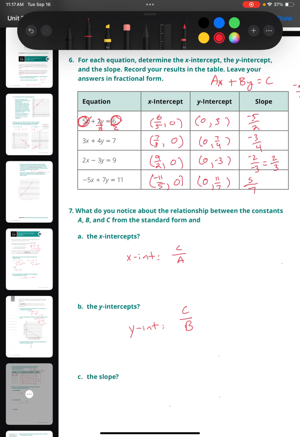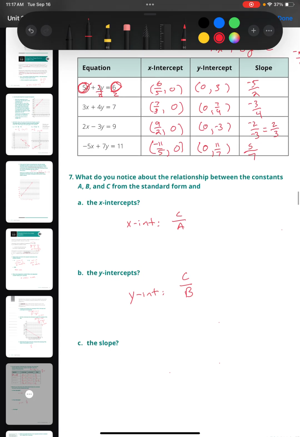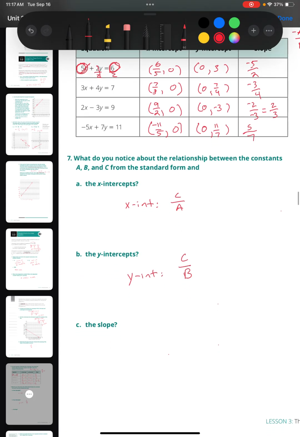Again, talking A is determined from a coefficient of x, B is a coefficient of y, C is your constant. And your slope, it's the trick I gave you, is always negative A over B. So you can always use those as a shortcut to find your slope, x-intercepts, and y-intercepts.